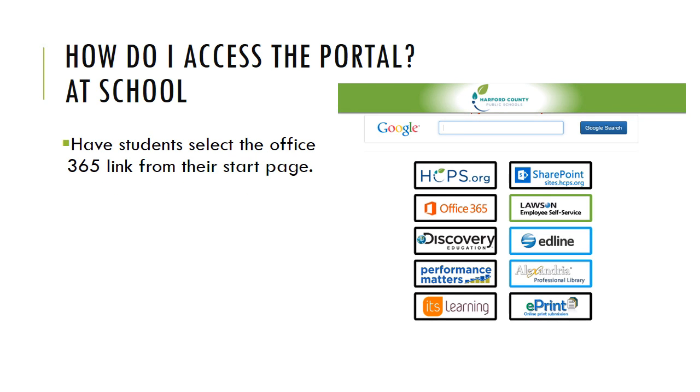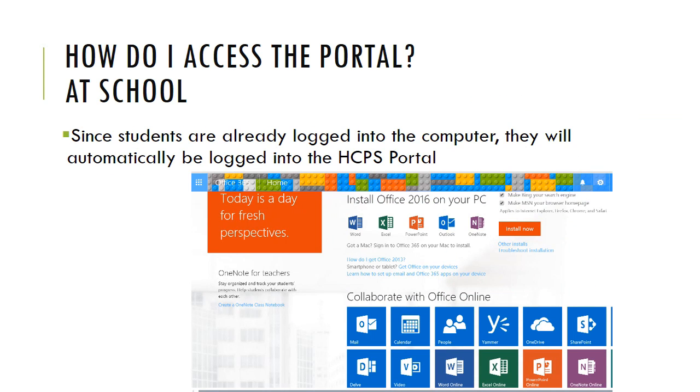What you're seeing on the right-hand side of your screen is the teacher homepage. Students have a similar page when they get onto their internet browser. What you want students to select is Office 365. Have them click that link. Since students have already logged into the HCPS computer, their credentials are saved, and when they open that link, they will automatically be logged in to the HCPS Office 365 portal.